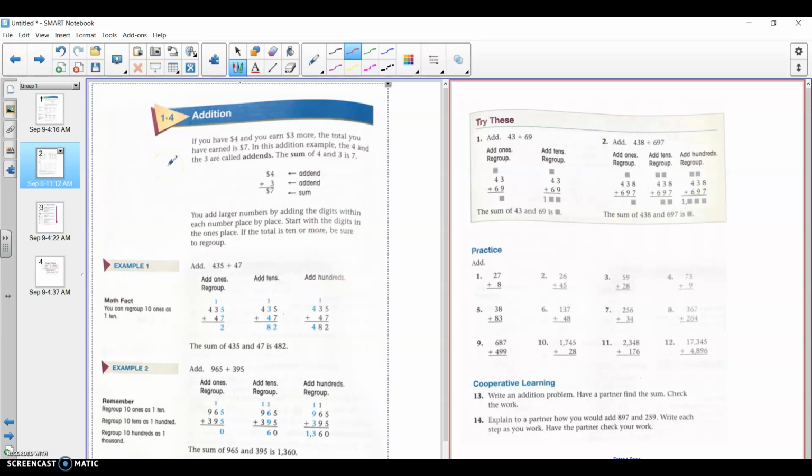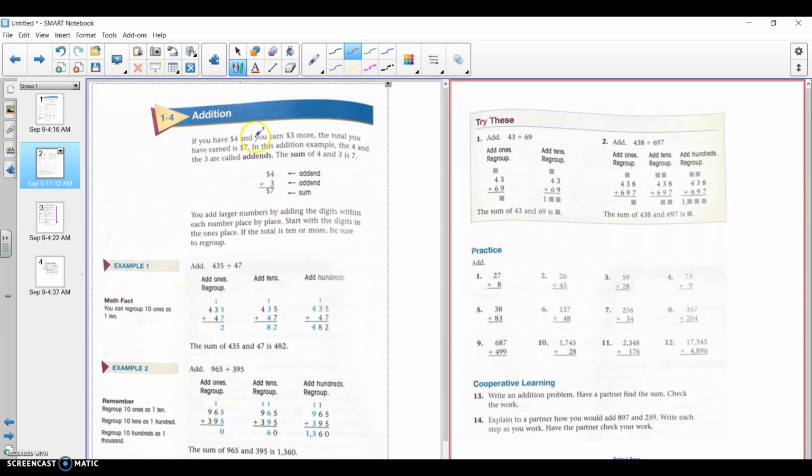All right, today's lesson is chapter 1, section 4, and it's addition. It's relatively easy. You guys have been doing addition for many, many years. I just want to go through a couple of things and then have you be on your way to the work on page 11. So this is page 10, this is page 11 where you're going to do your work.